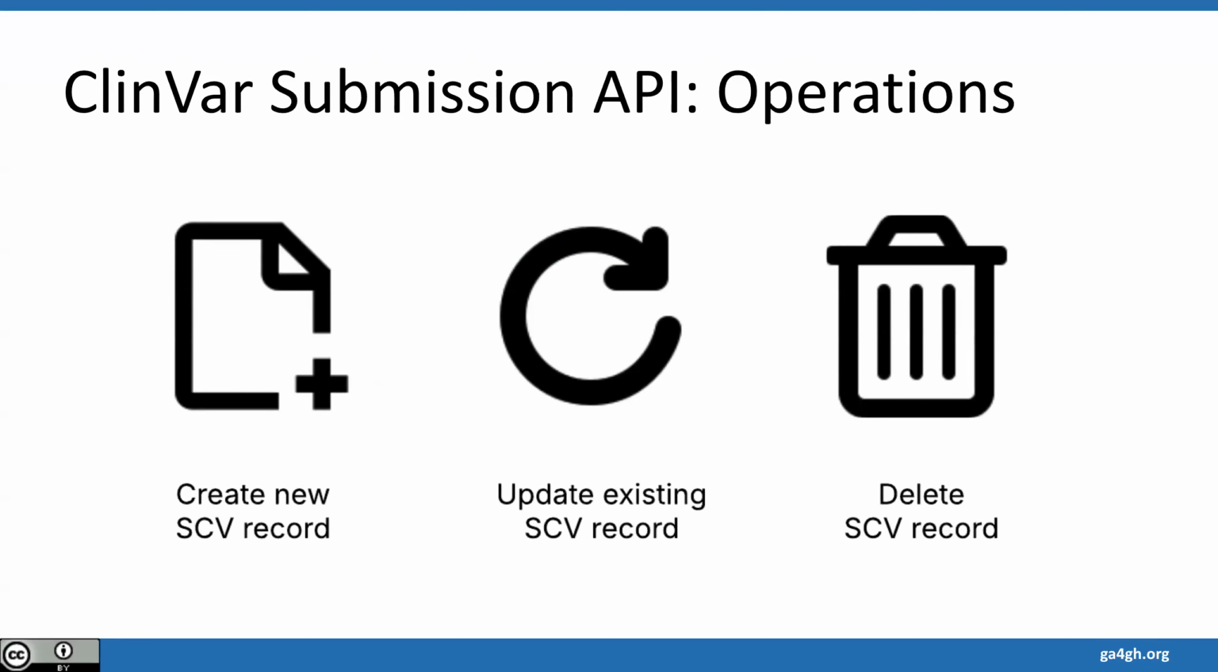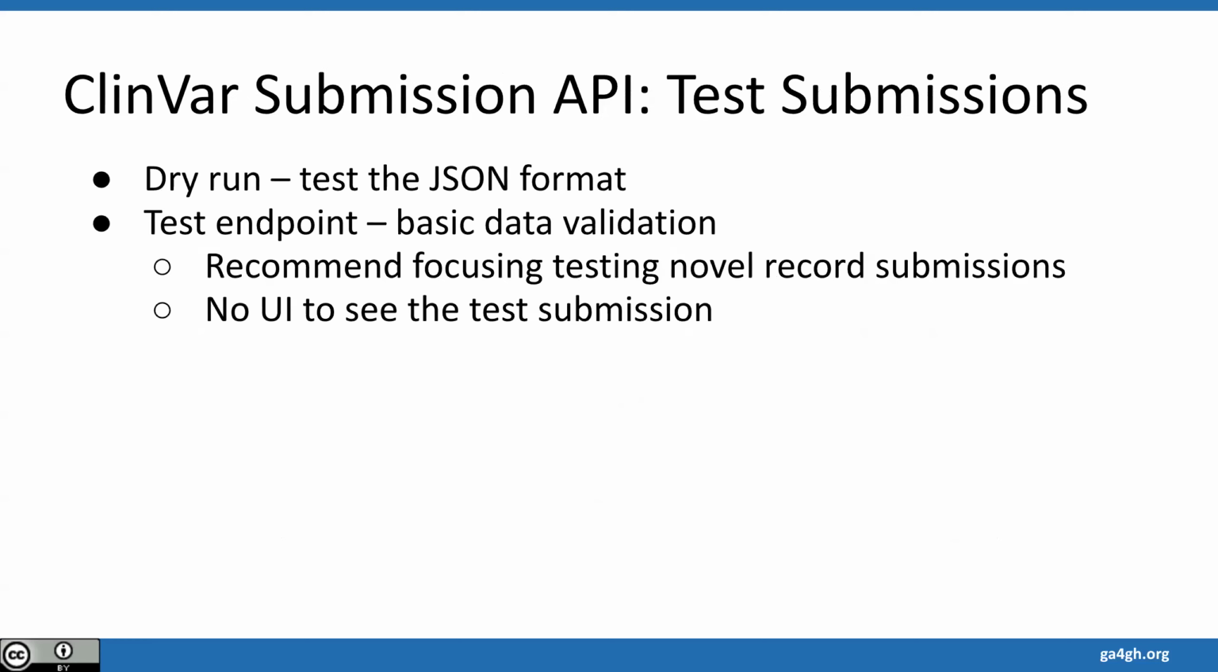Sorry, the three main operations when using the API are to create the SCV record. And this is again just the submitted record in ClinVar. Next is to update the existing SCV record, and you can update any data from the submission. You can also delete the SCV record. Next slide.